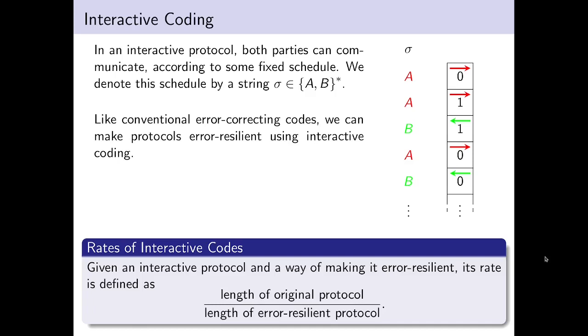Back in the 90s, Schulman actually demonstrated constant rate codes, a way of converting any protocol into an error-resilient one with only constant blowup. This already gives us a constant lower bound on interactive codes, which is promising, but the question now becomes, can we do better, and how much better can we do?